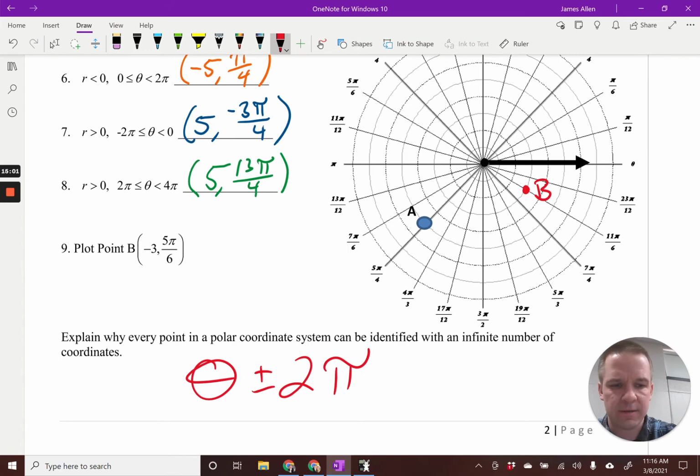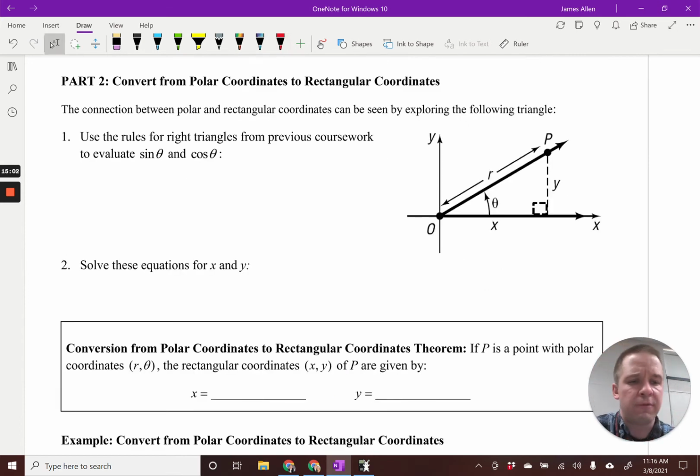Awesome. Fantastic. All right, so now we're going to be doing some converting. It can be helpful to be in one form versus another based on the type of graph that we're dealing with or the type of equation that we're dealing with.